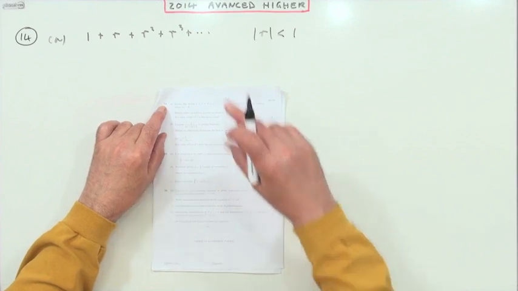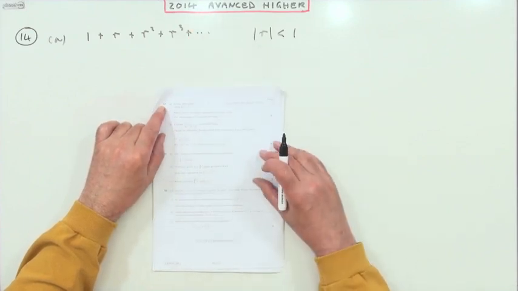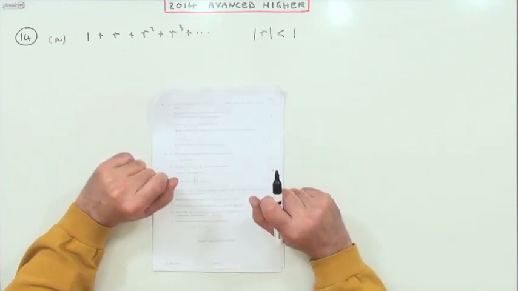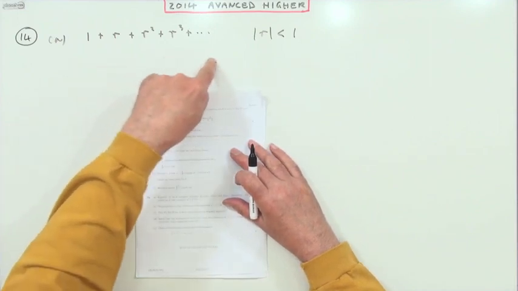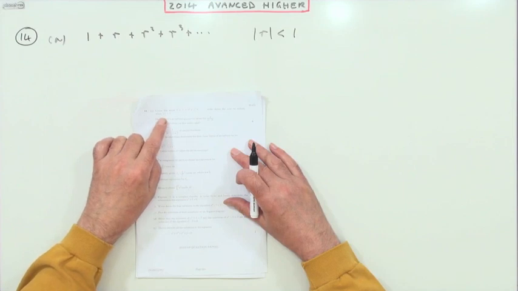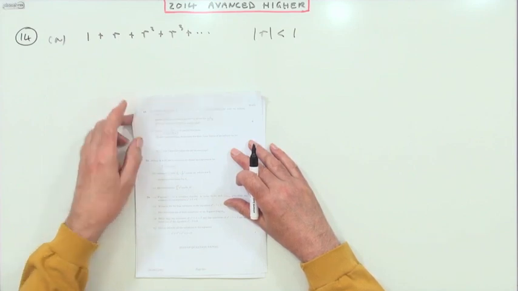Number 14 then, from the 2014 Advanced Higher, take 2. I'll explain in a minute. Well, how does it start off by saying? Given this series, write down the sum to infinity when the absolute value of r is less than 1.